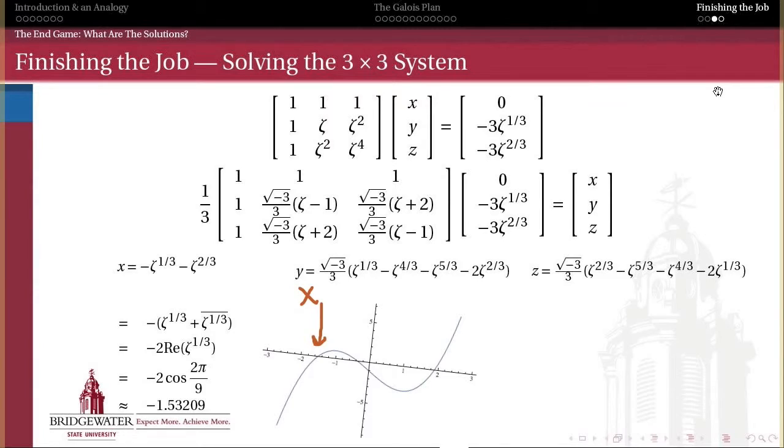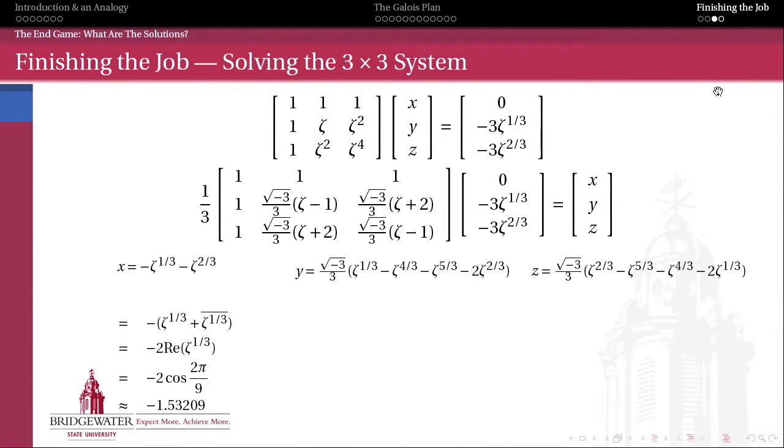Then the rest of the roots we can get just by simplifying out what we have. So we can rewrite y in terms of zeta and x, and then since we know what x is, we can get a number for that. So y actually, in this case, is our furthest to the right root, and finally z, after we simplify it out, gives us the root that's closer to the origin.